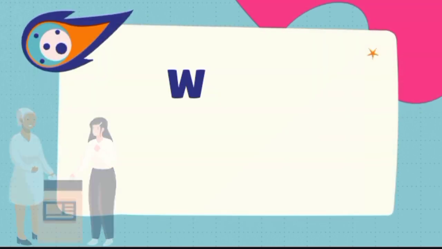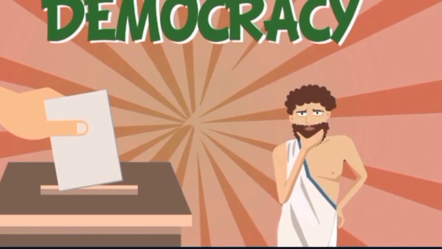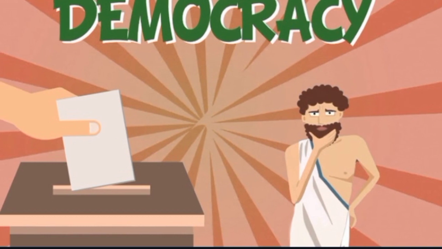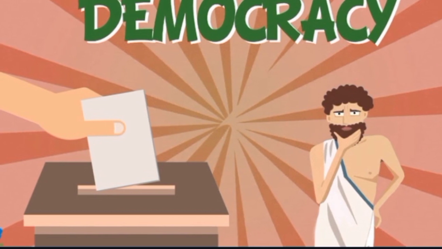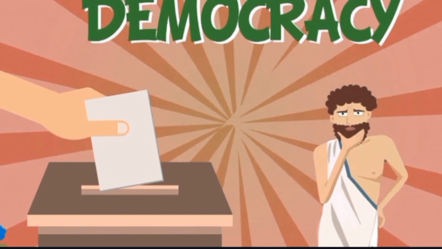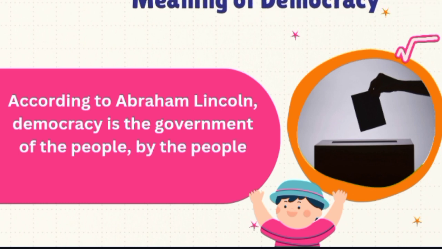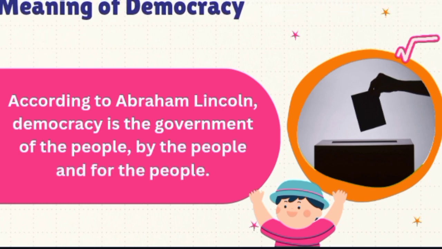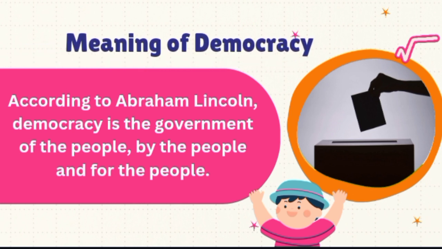What is democracy? The word democracy comes from two Greek words, demos meaning people and kratos meaning rule or power. So literally, democracy means rule by the people. According to Abraham Lincoln, democracy is the government of the people, by the people, and for the people. Democracy is a form of government in which the power and authority comes from the people.